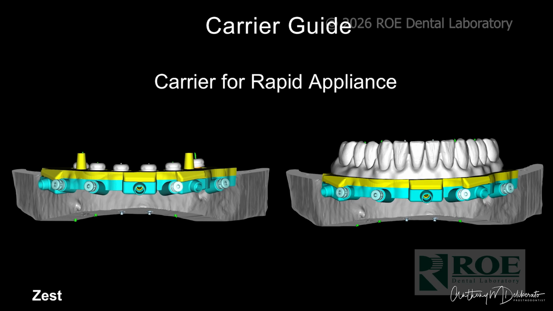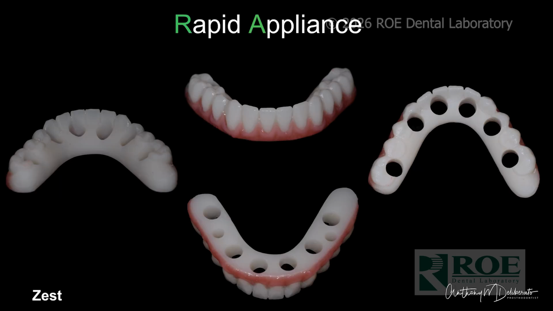So here is how the rapid appliance is the one with the holes in it. That is positioned by the little thimbles that come off of that carrier guide. And that's what the rapid appliance looks like. Just like if we were just picking up the final surgical prosthetic in the mouth by attaching cylinders and injecting acrylic around it.